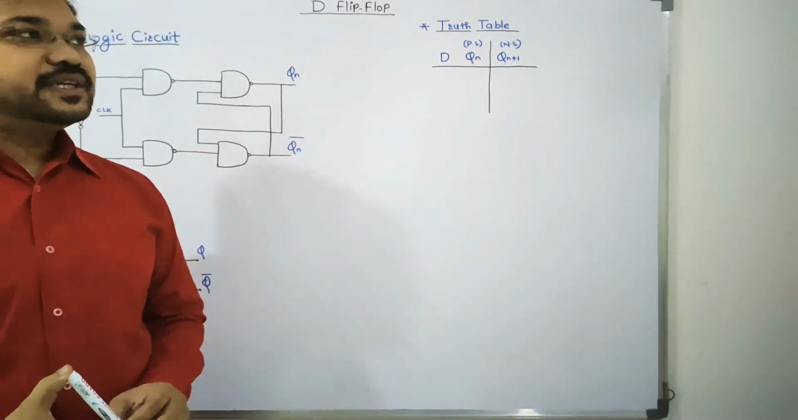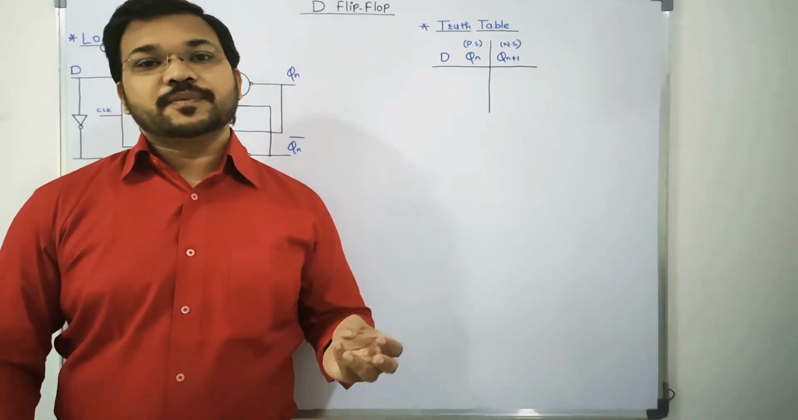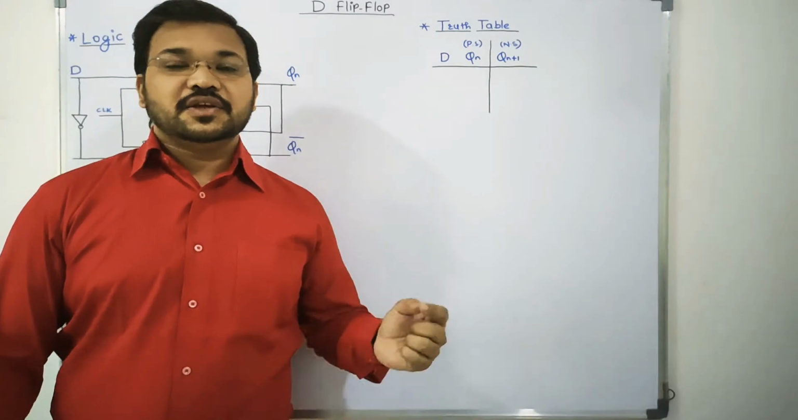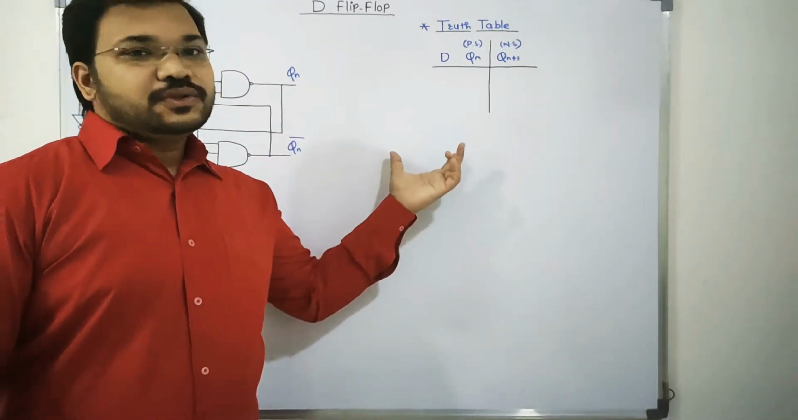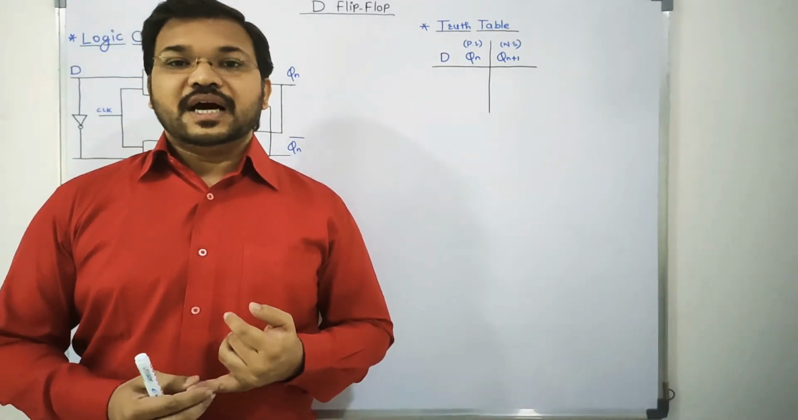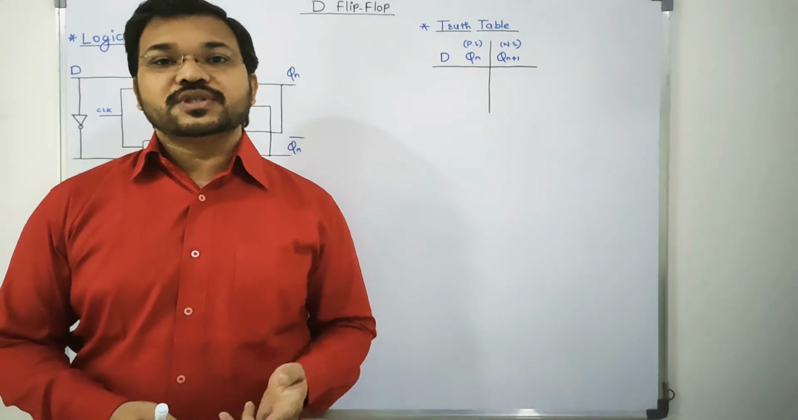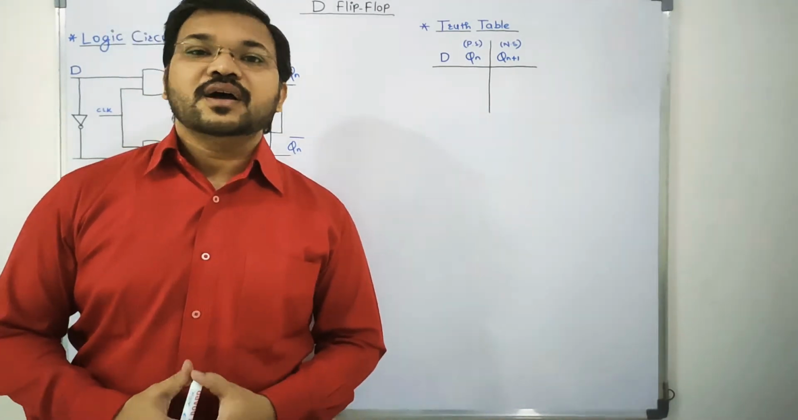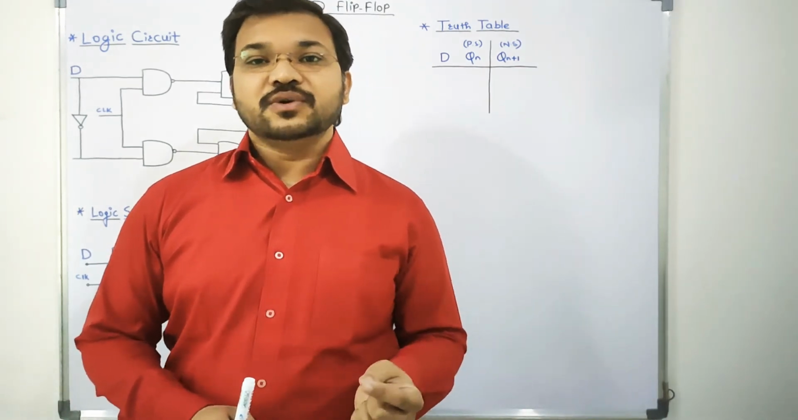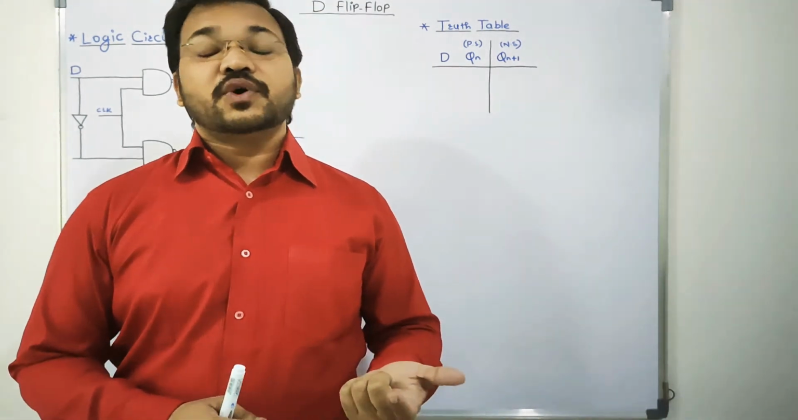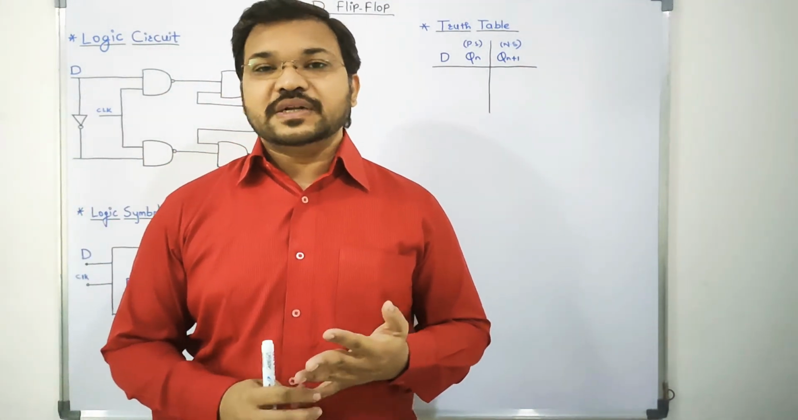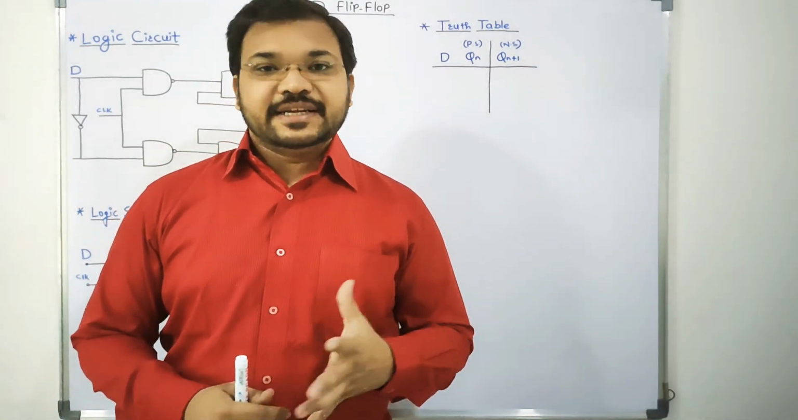Basically in our last video we discussed the SR flip-flop logic circuit, its logic symbol, its truth table and the equation also. According to the truth table of the SR flip-flop, we have four conditions: 0 0, 0 1, 1 0 and 1 1. For the two inputs, for 0 0 there is no change. For 0 1 there is a reset condition. For 1 0 there is a set condition, and for 1 1 that is the indeterminate condition.